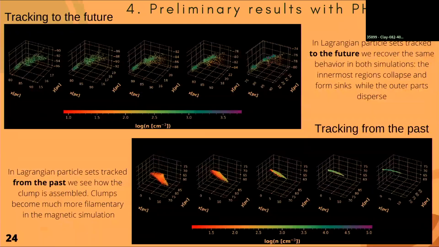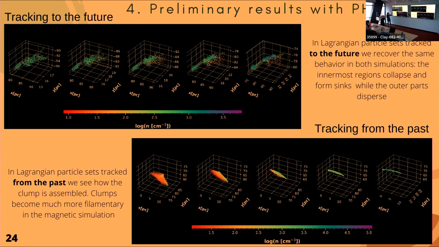Of course, we track in time some of the clumps, and in the case of tracking Lagrangian sets to the future, we recover the same behavior in both simulations: the innermost region collapses, and the outer parts disperse. And in the case of tracking Lagrangian sets from the past, we see how the clump is assembled. In this case, in the magnetic simulation, clumps become much more filamentary.